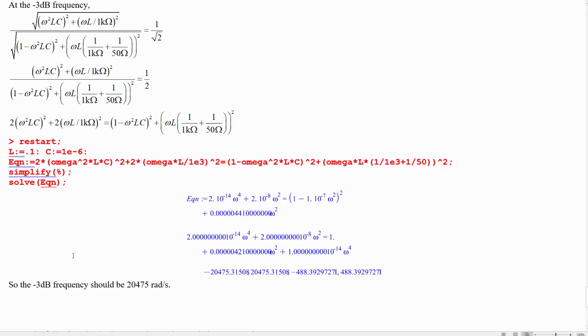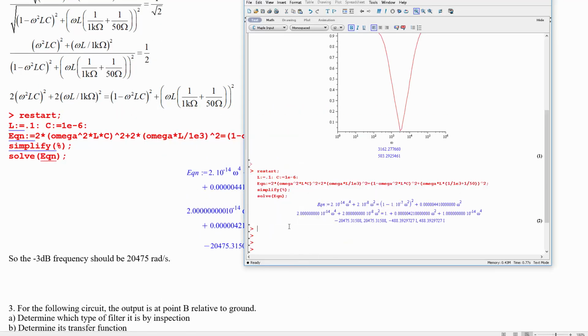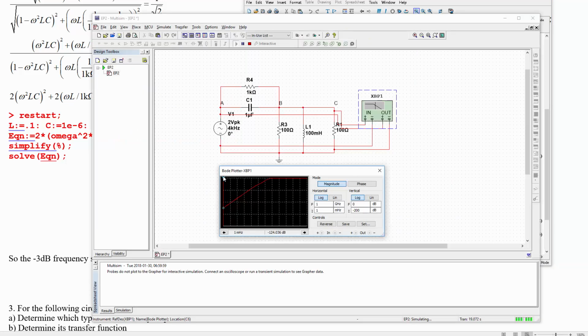And we expect that, so 2475 rads divided by 2 times 3.14159 should give us 3259 hertz for the 3 dB frequency. So let's check. If we were to go to 3.2k, looks pretty close. Maybe we'll zoom in so that we can see this a bit better. Let's go from 1 kilohertz to 5 kilohertz, and now we'll see if we can set it to about 3.2 kilohertz. Yeah, there's our minus 3 dB frequency.